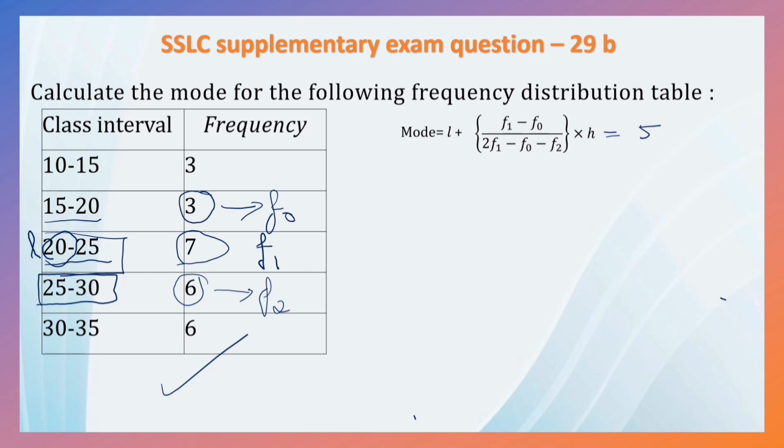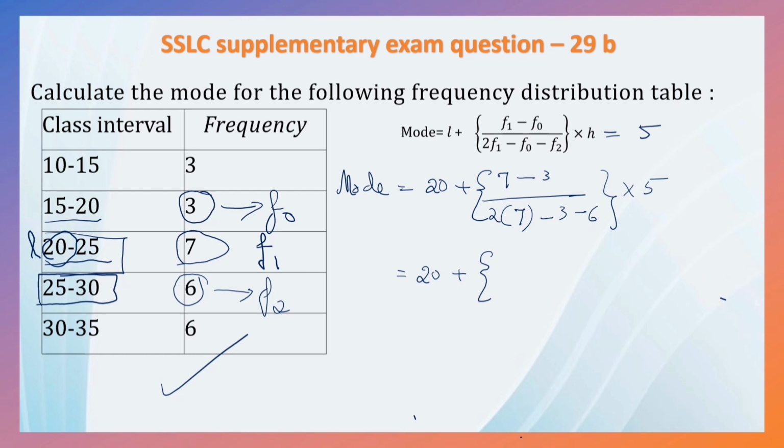Now let us calculate mode by substituting the values. So mode is equal to L is 20 plus (F1 is 7 minus F0 is 3) upon (2 into F1 is 7, minus F0 is 3, minus F2 is 6) into H is 5. So 20 plus 7 minus 3 is 4, this is 14, 14 minus 9, what is it? 5, into 5. Here 5 and 5 get cancelled. So now we have 20 plus 4, that is equal to 24. So mode is equal to 24.